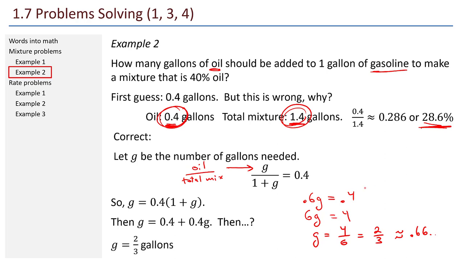So there's my solution. G equals 2/3 gallons. If I put 2/3 of a gallon of oil on top of the 1 gallon of gasoline that's already there, I'll end up with a mixture that is 40% oil.